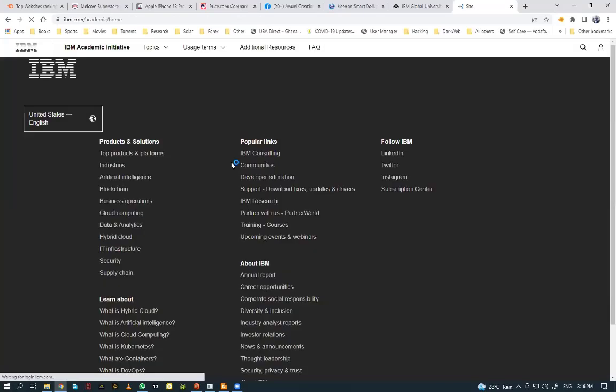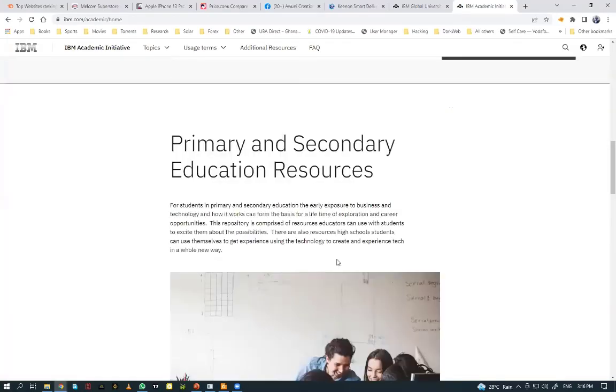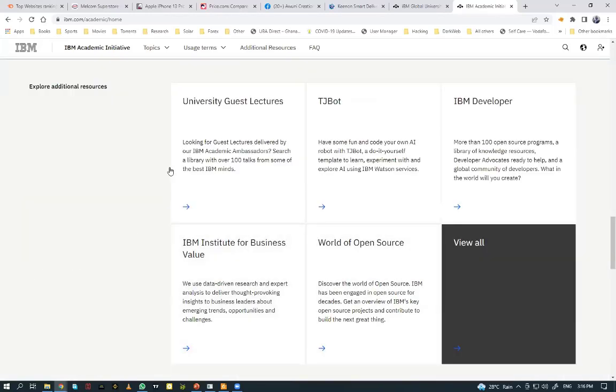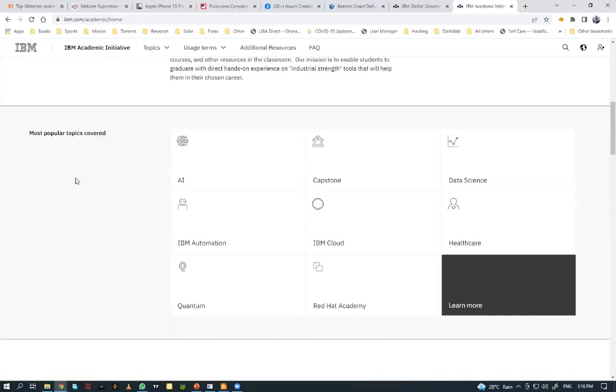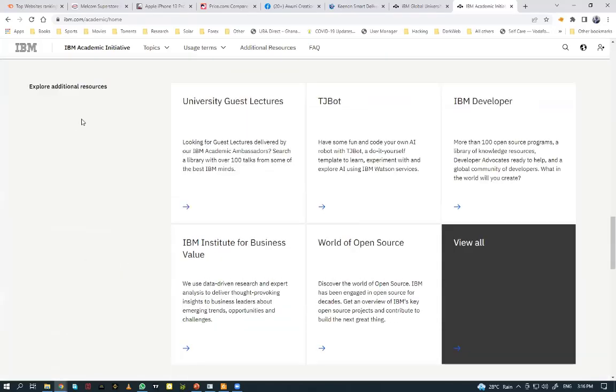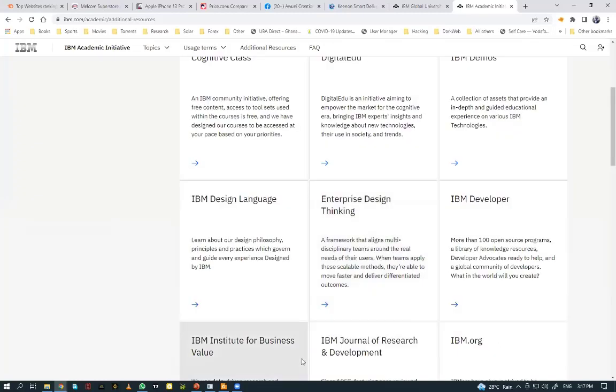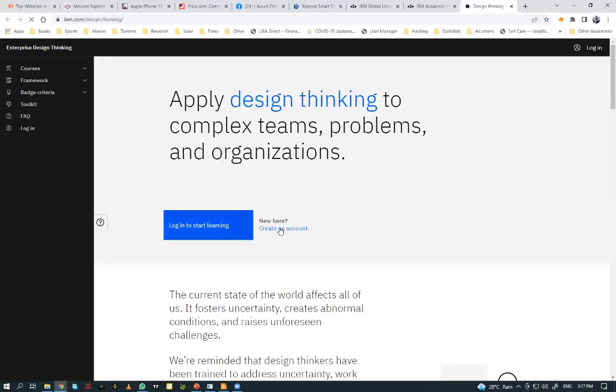Now, when you are logged in like this, there are several courses over here. You come to explore additional resources and you click view more. Under view more, that is when you see the enterprise design thinking. You go to the enterprise design thinking, and this is where the course is. You need to log in with the email that you used to create the account and you start learning. There are different frameworks that you go through, and after going through, you'll be presented a certificate. It is part of this course, which you must do and present it latest by Wednesday.